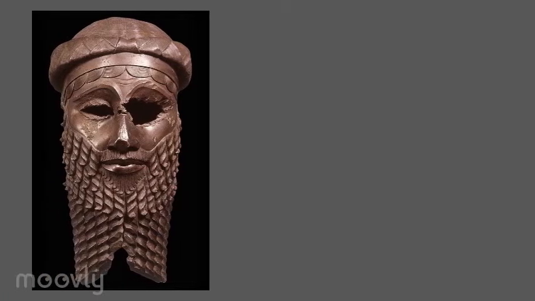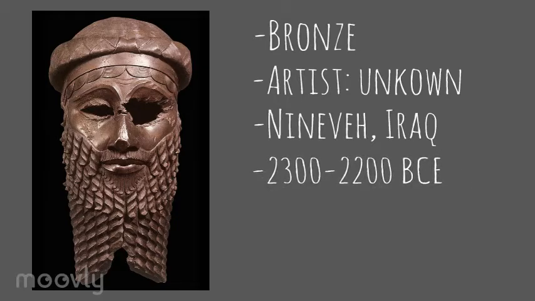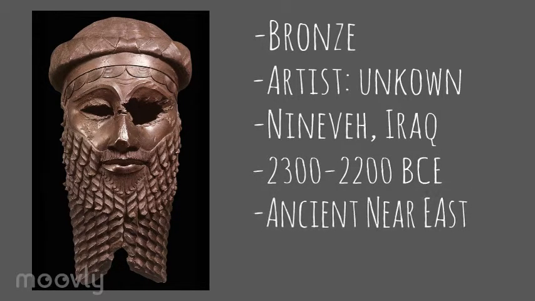The Head of an Akkadian Ruler is a bronze sculpture thought to be the head of Sargon of Akkad, who was a ruler in Mesopotamia. It was created by an unknown artist in Nineveh, Iraq. This sculpture was created between 2300 and 2200 BCE in the ancient Near East. It is now located in the National Museum of Iraq.